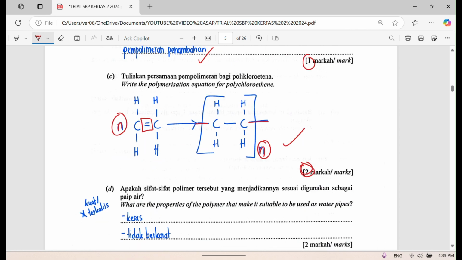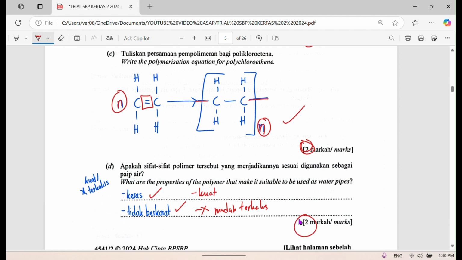Okay, apakah sifat-sifat polimer tersebut yang menjadikannya sesuai digunakan sebagai pipe. So definitely it must be keras, it must not berkarat, or it must be kuat, tidak mudah terkakis. Okay, all these things are acceptable. Any 2 answers lah. So it's only 2 marks here, right? Done. Okay.